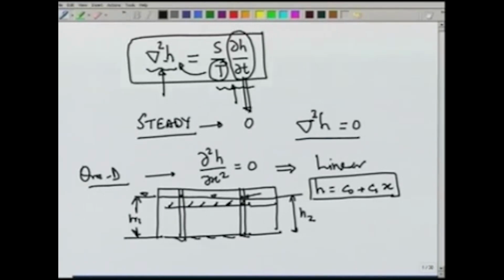Now, this one dimensional flow is easy to solve, but it is not very practical. In most cases, we are interested in flow through or towards a well. So, that is why the next case which we will discuss is the flow of water in a confined aquifer towards a well. So, we have an impermeable bottom here, which is typically rock.